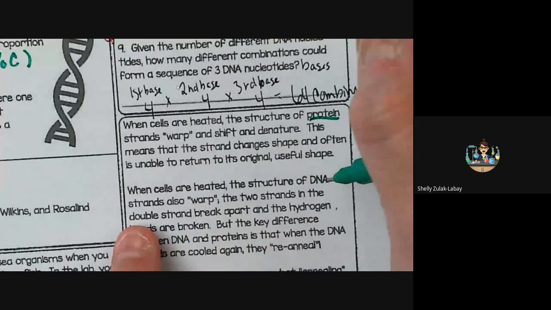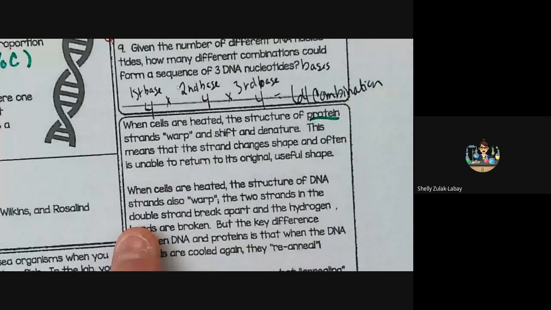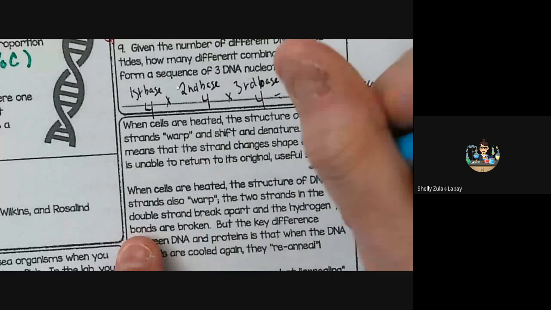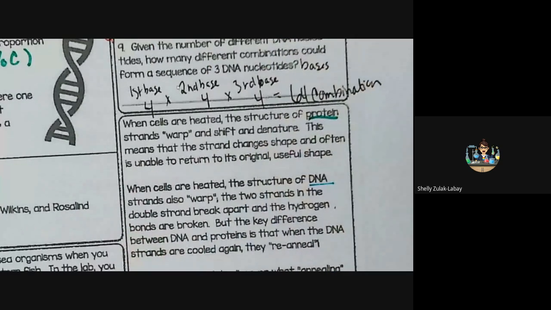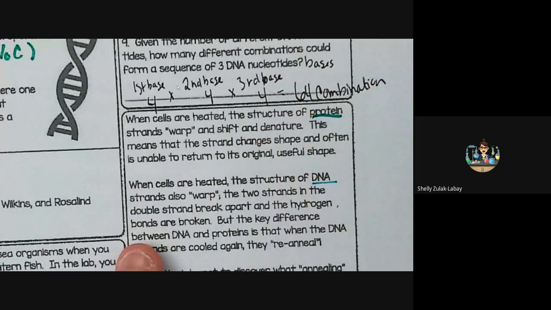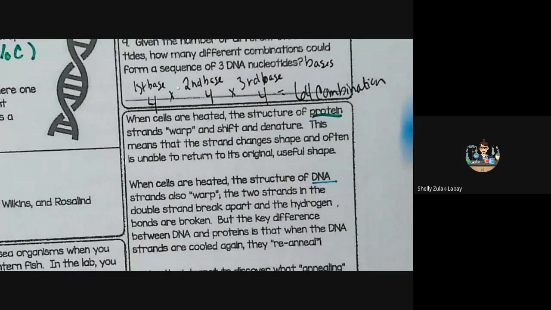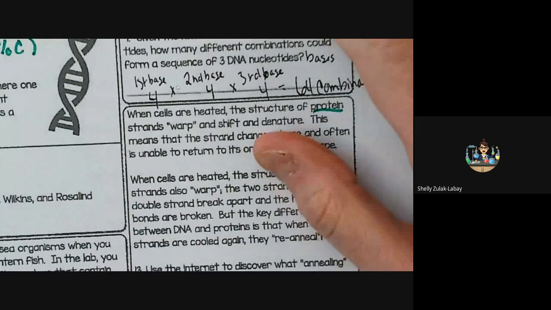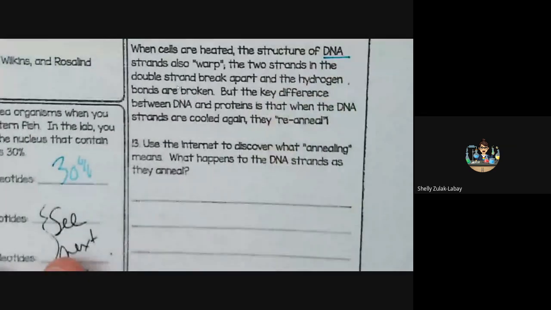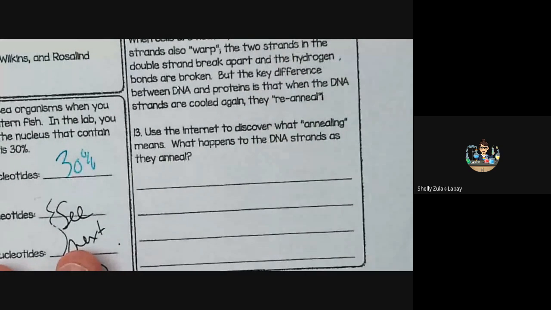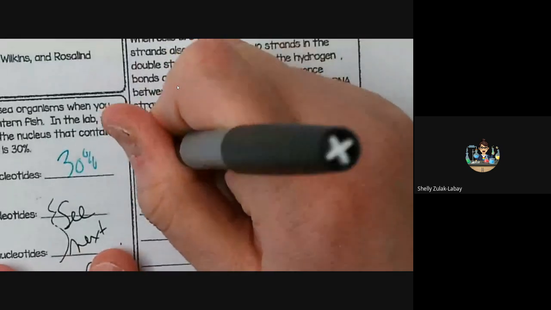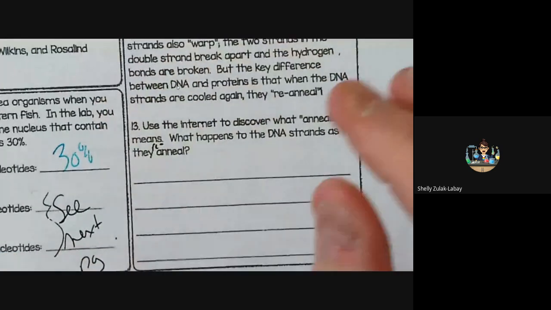When cells are heated, the structure of DNA will also warp, meaning the strands that make up DNA will break apart and the chemical bonds called hydrogen bonds that are holding the bases together will be broken. But the key difference between DNA and proteins is that when DNA strands are cooled again, or the temperature is lowered, they will reanneal. So our final question says, use the internet to discover what annealing means and what happens to the DNA strands when they reanneal. So like the Amoeba Sisters say, let's go to the Google.